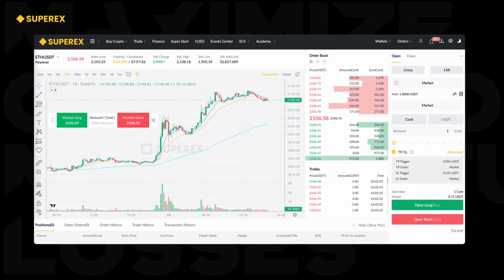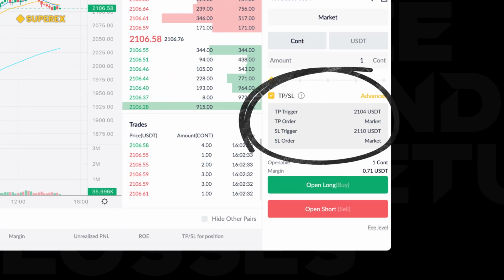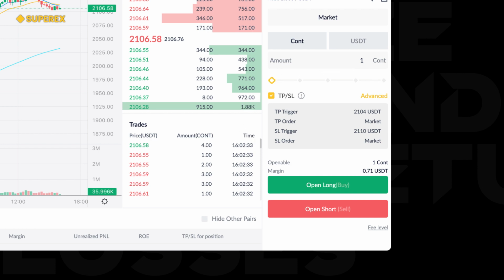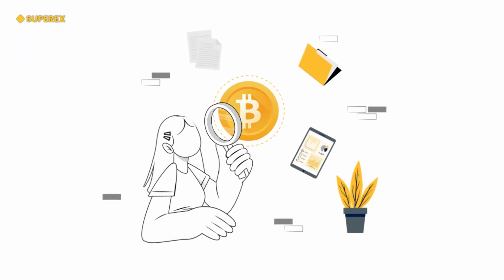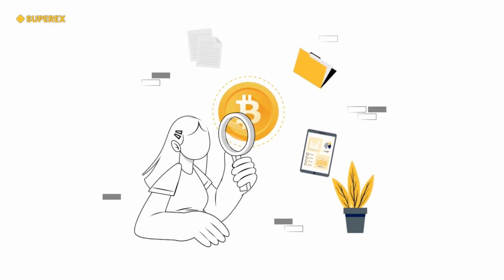Once your position is open, your take profit and stop loss settings will be active and can be viewed or modified at any time in the take profit and stop loss section. That's it for today's guide. Remember, smart risk management is the cornerstone of successful trading.